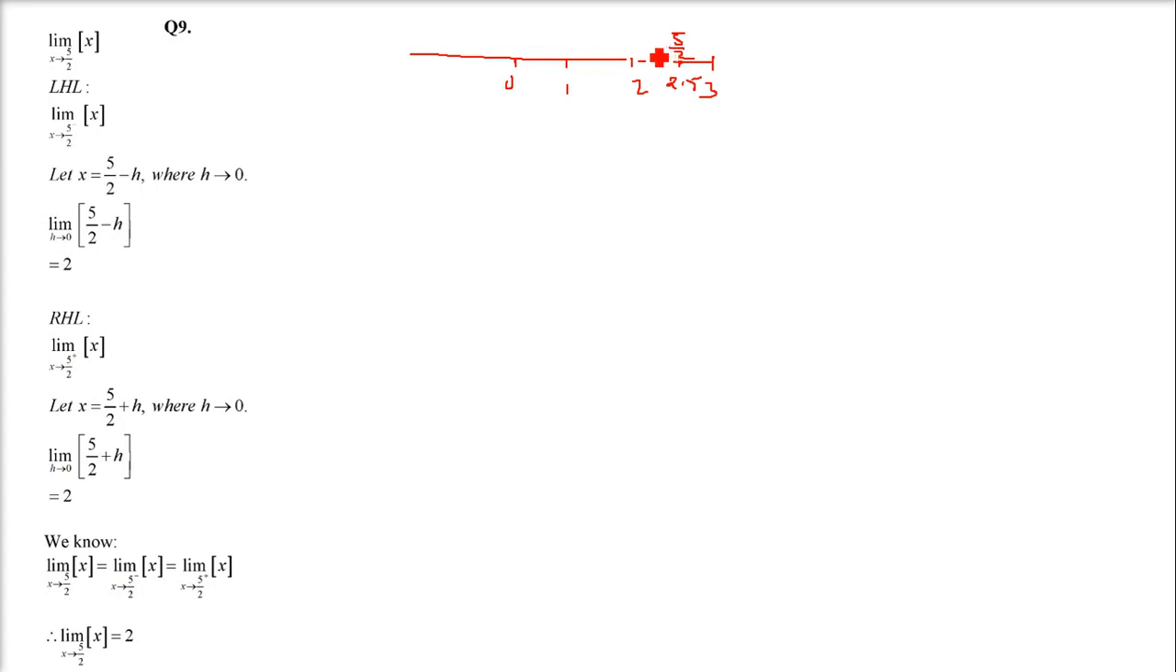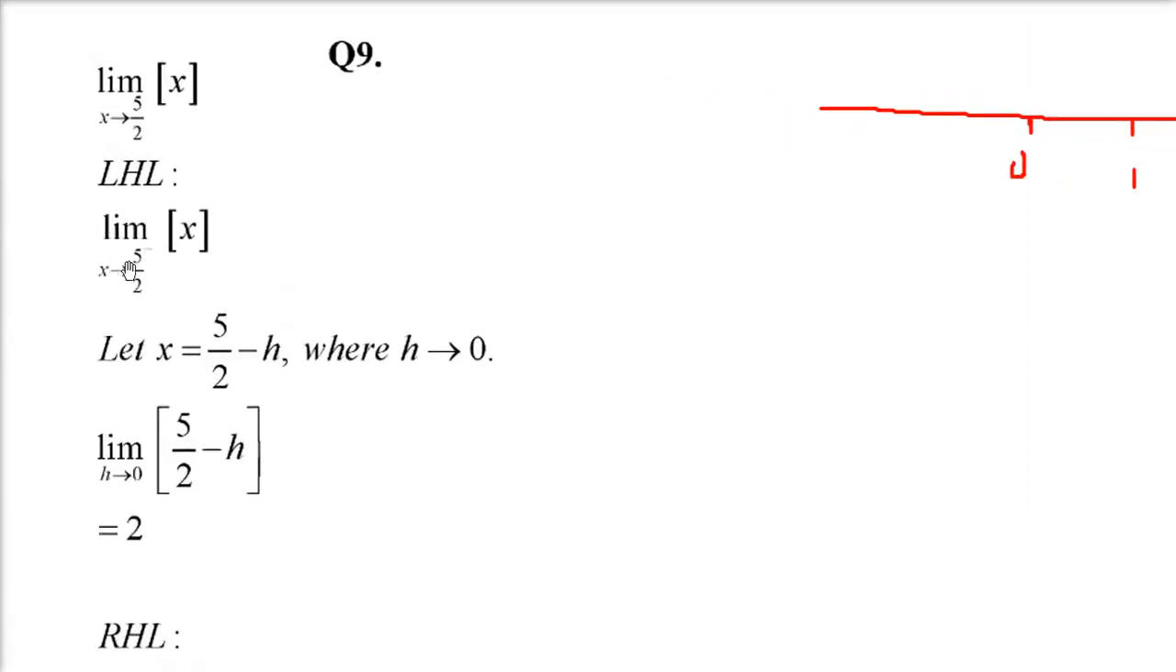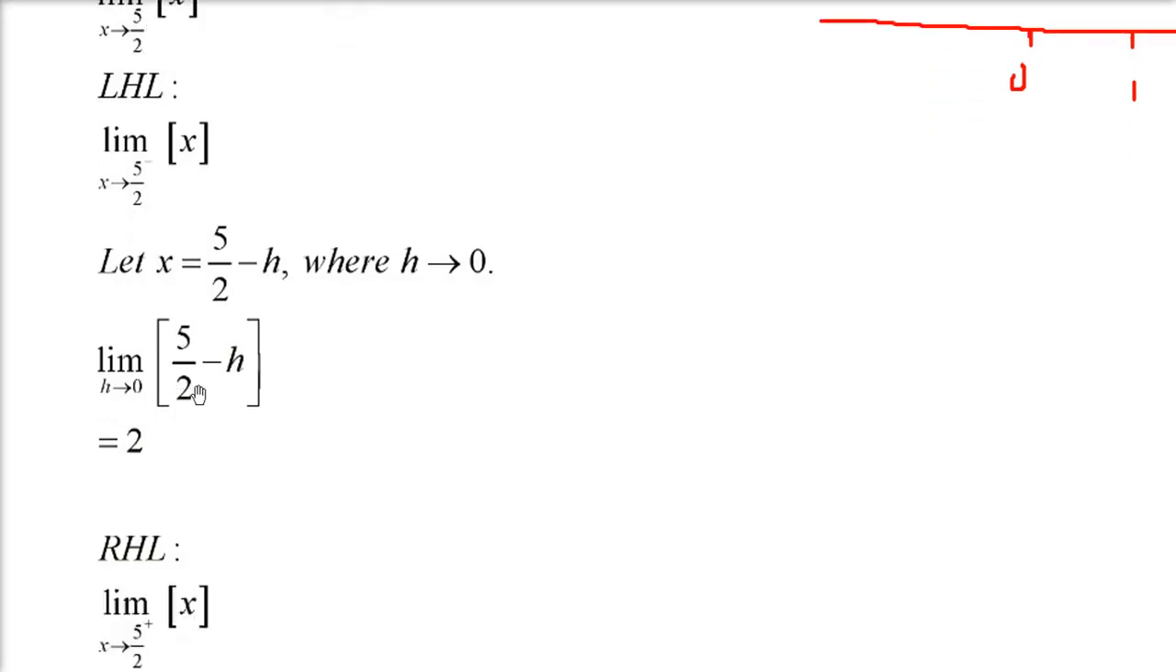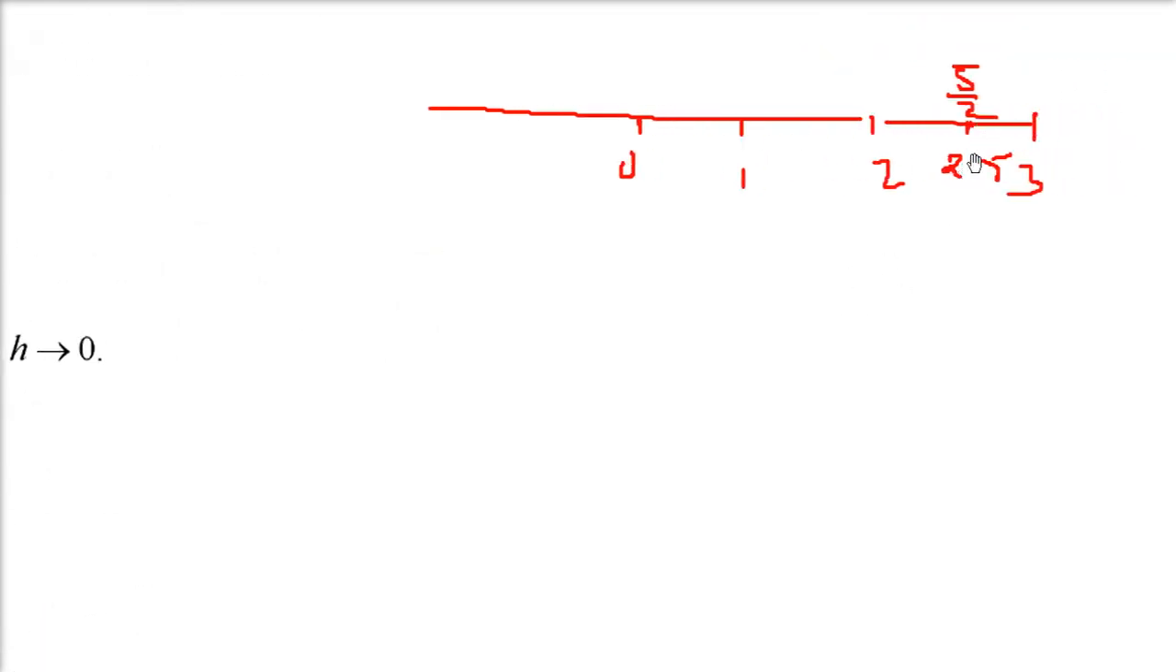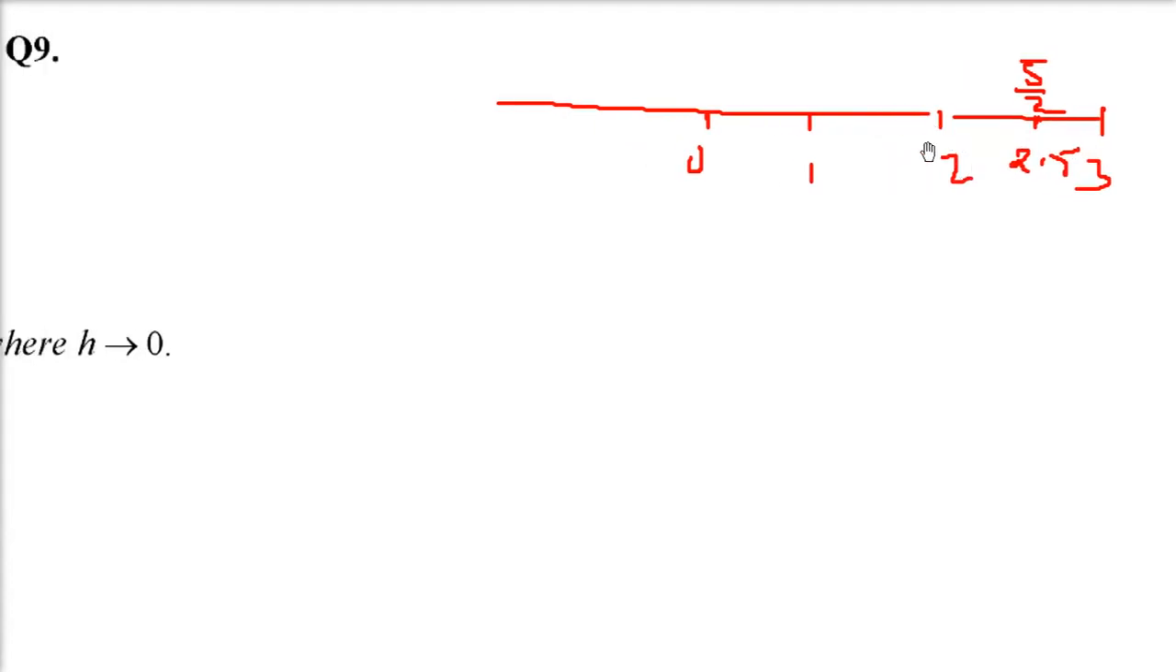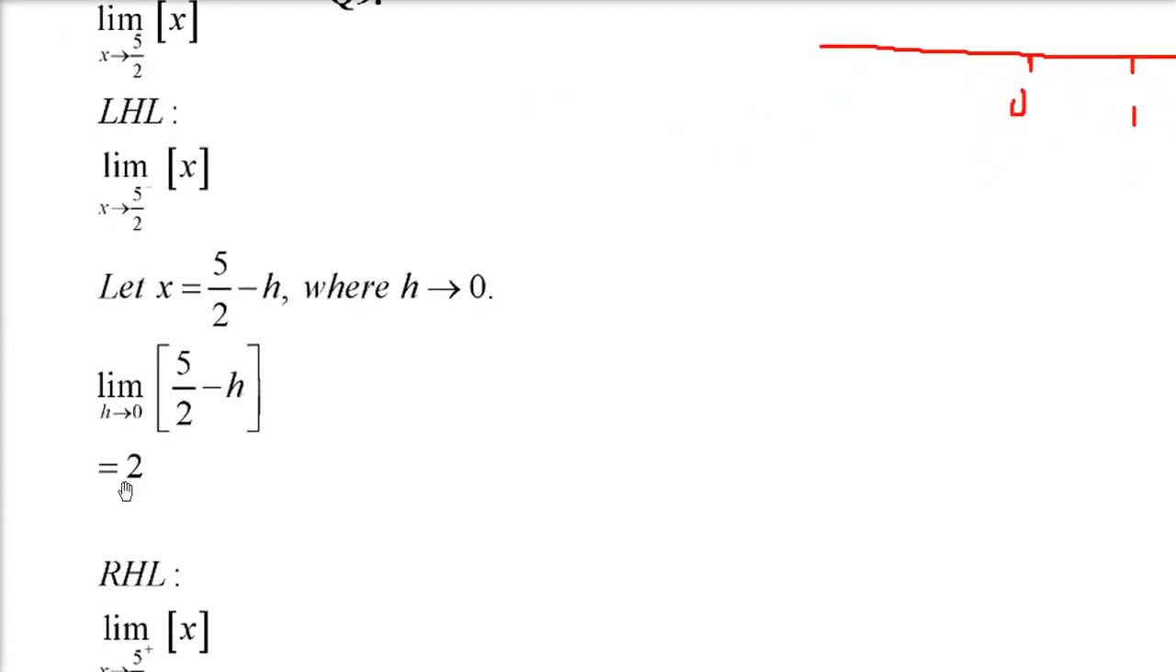This is a critical point also. Here for the left hand limit we have to put a minus h, where a is 5 by 2. So I am putting 5 by 2 minus h, that is 2.5 minus h. Because of the greatest integer function, whatever you have between 2 and 3, you will always get 2. So for 5 by 2 minus h, you will always get 2.